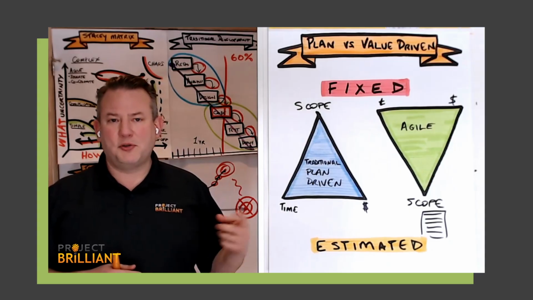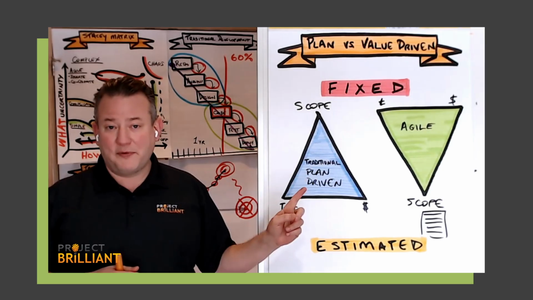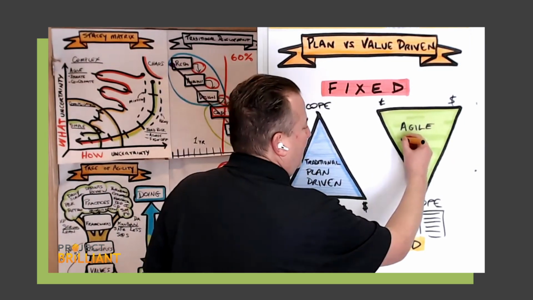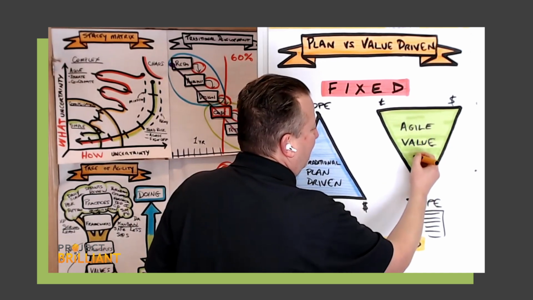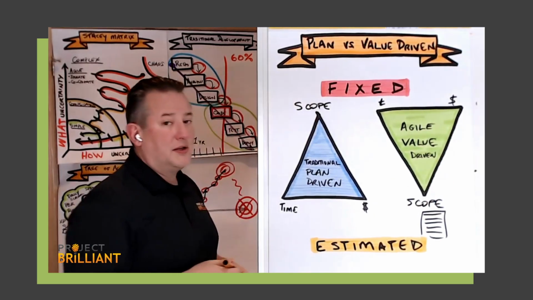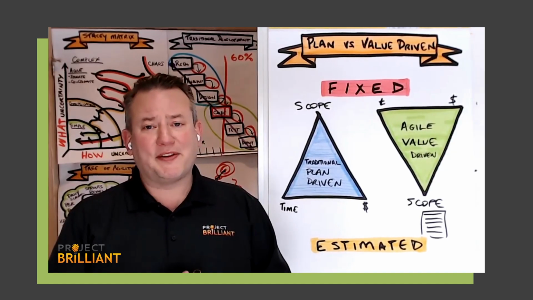And so this Agile approach, as compared to the traditional plan-driven approach, is what we call a value-driven approach. We're trying to get the most value out of the situation where we have a fixed date and fixed cost, to make sure we deliver the most important stuff early and then continue to reprioritize and reevaluate as we go. That's the idea. So hopefully that's a helpful concept for you.